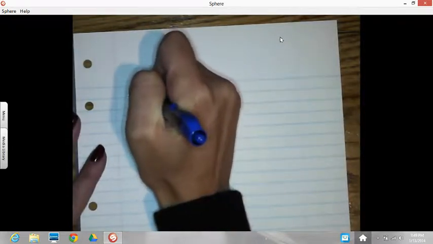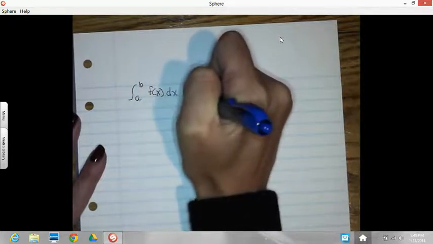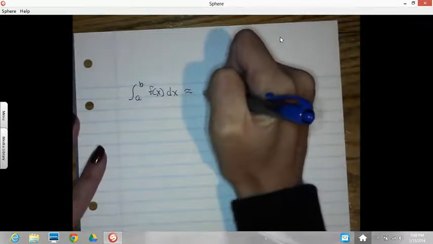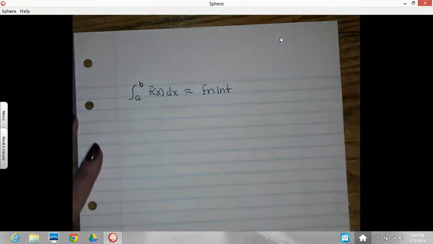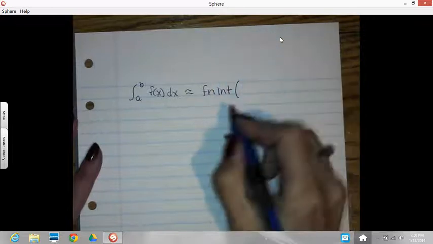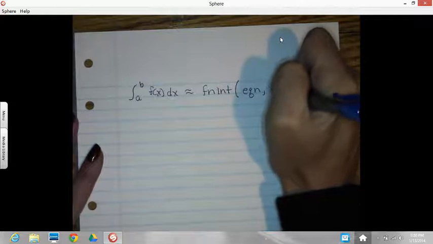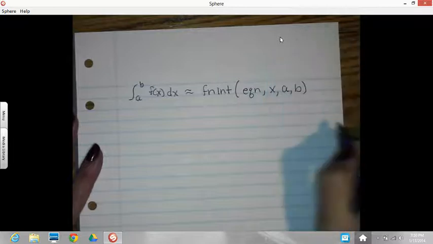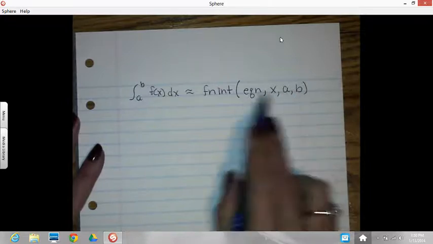So the integral from a to b of f of x dx is approximately equal to the function integrate value on the calculator. I'll tell you where that's at in a minute. With function integrate, you're going to type in your equation, comma x, comma, and then your boundary values, the smallest one to the biggest one, so it's a to b. So your bottom boundary to your top boundary. So you're putting in 4 things when you use function integrate.